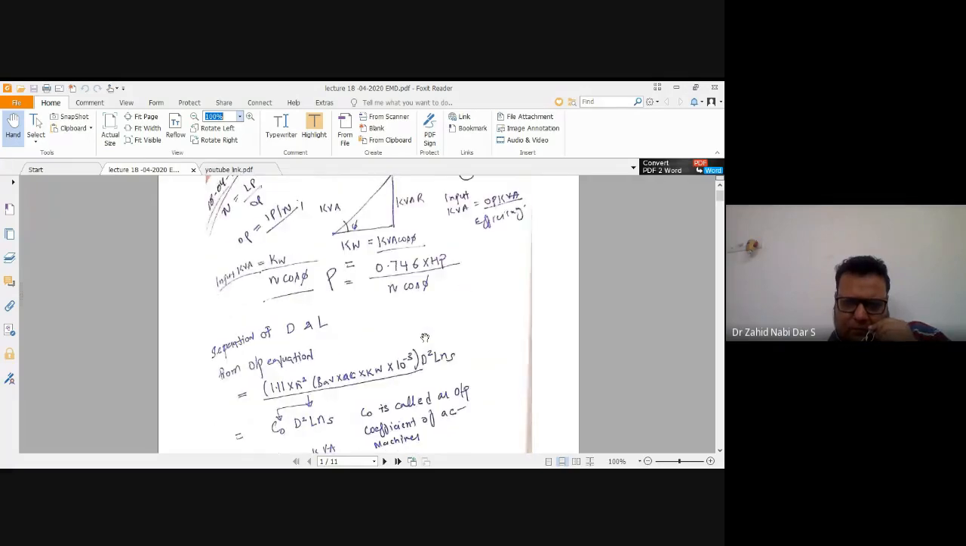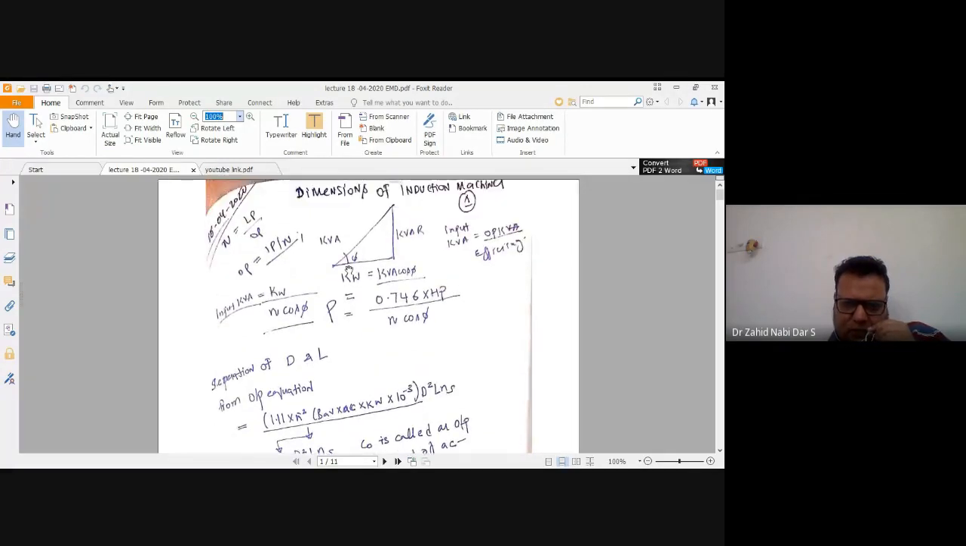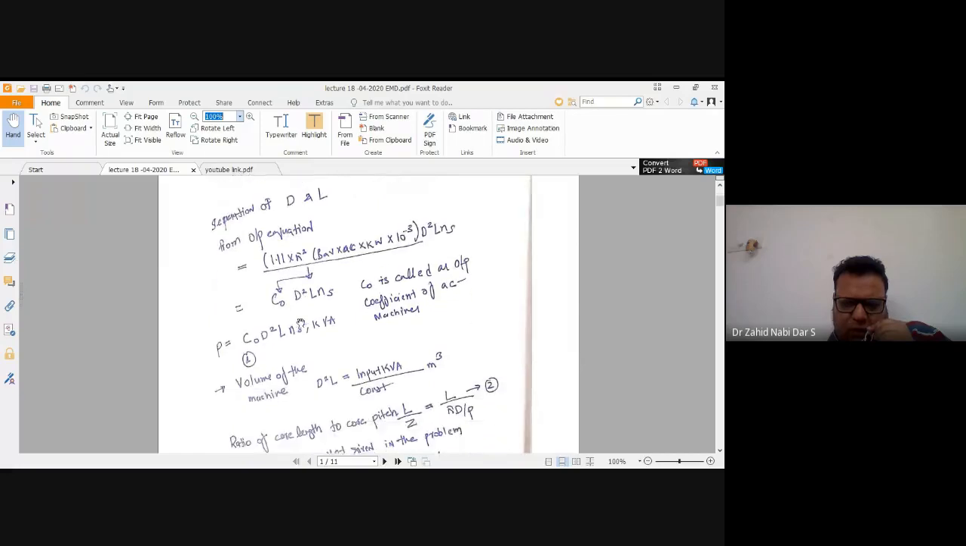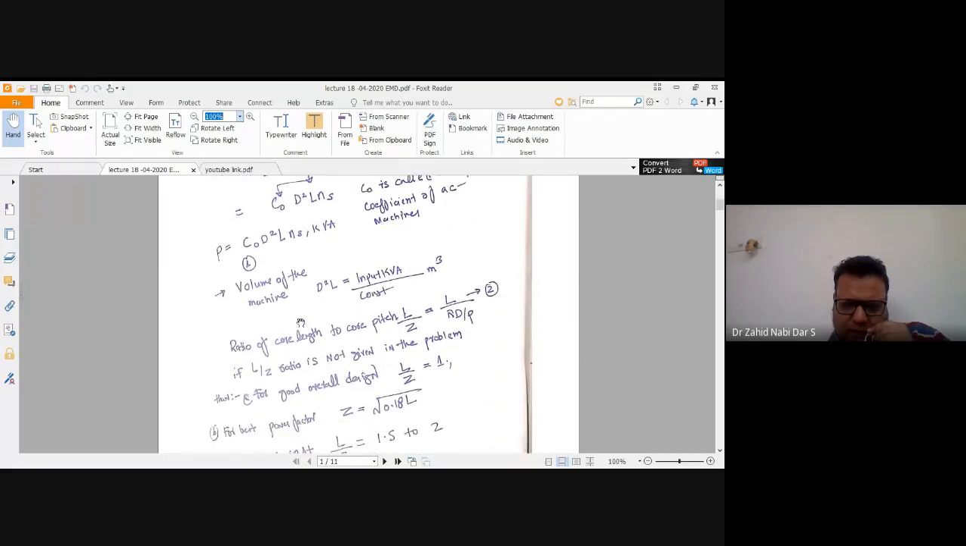Now, I have mentioned efficiency is output by input, so input is equal to output by efficiency. This was our output equation. We are interested in how to calculate particular terminologies, like for example, here you can see the ratio of core length to core pitch.